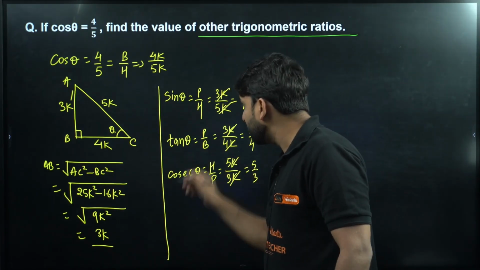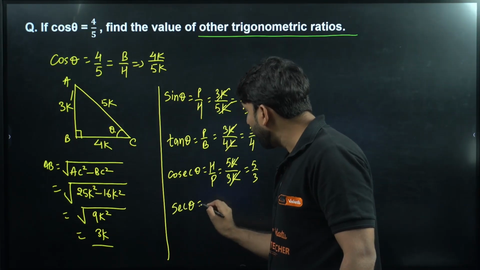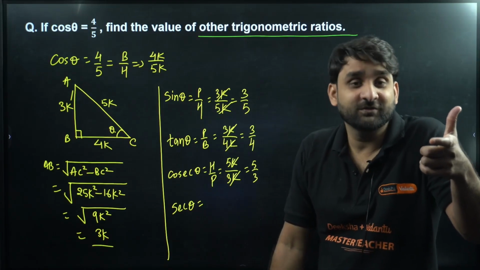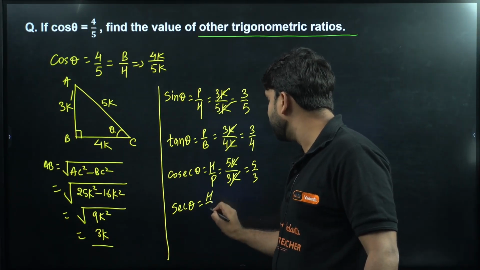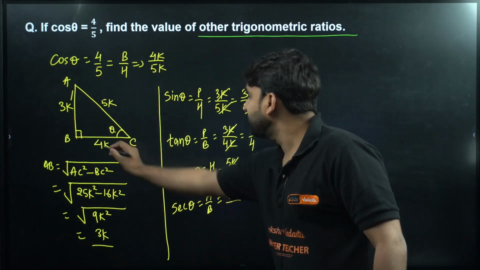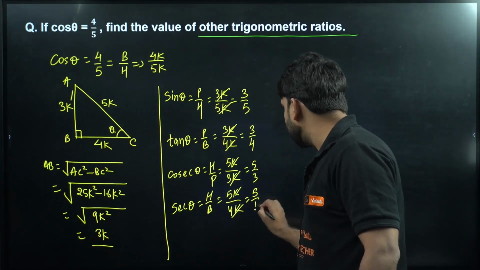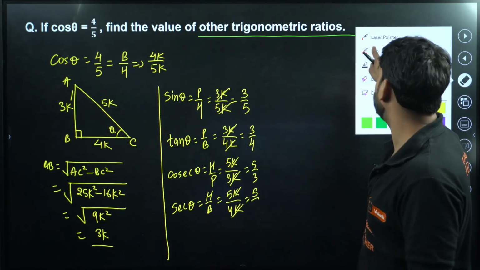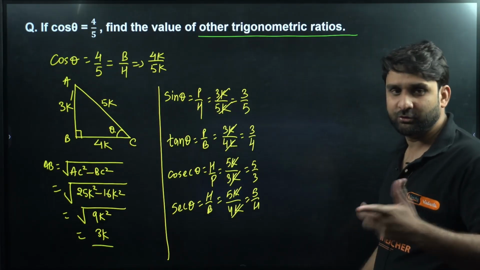After sin, cos, tan, cosec, sec. My dear champion, if cos is given there 4 by 5, so sec will be what? Reciprocal of cos. So sec will become hypotenuse by base. So hypotenuse is equal to 5k and base is 4k. So by applying this method, we are getting here 5 by 4, and we can directly make the reciprocal of cos also. So same result will come. Can you see here? Cos is 4 by 5 and we are getting 5 by 4 because both are reciprocal.